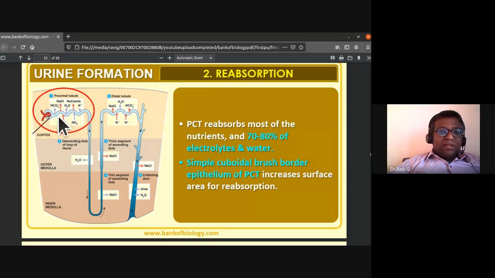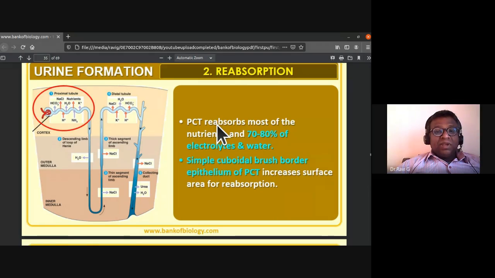The proximal convoluted tubule is made up of simple cuboidal brush border epithelium, which has microvilli. This increases the surface area for reabsorption. That is the reason nearly 70 to 80% of electrolytes and water are reabsorbed at the PCT.